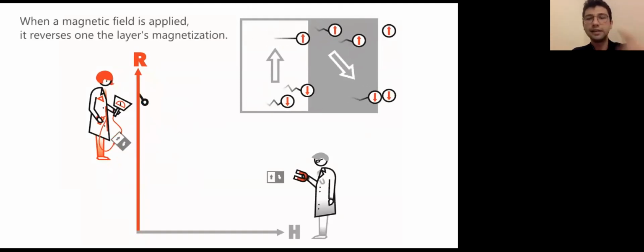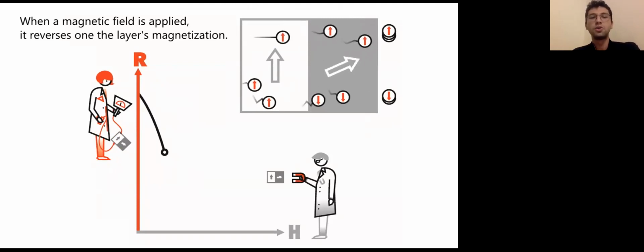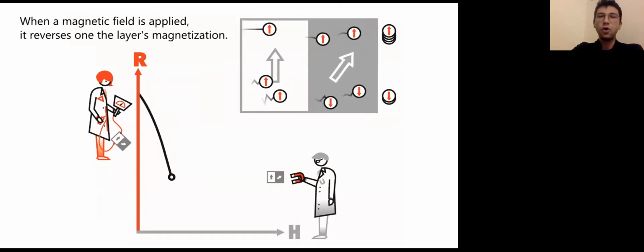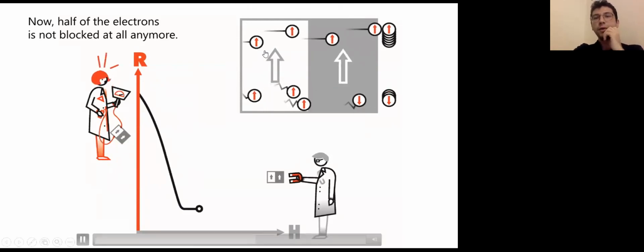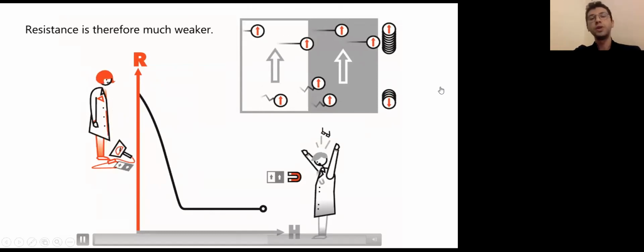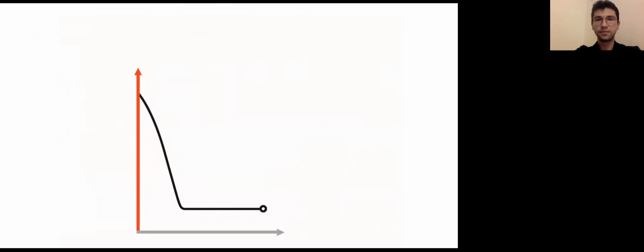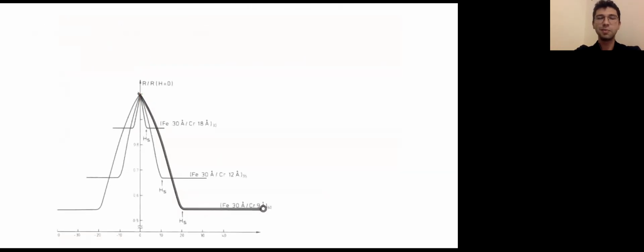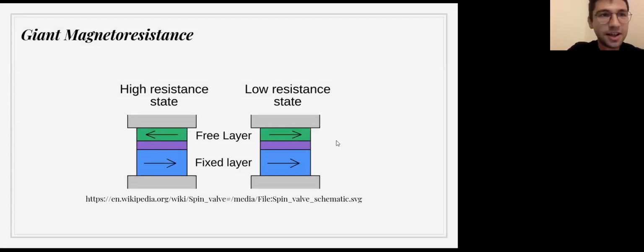So we slightly change the magnetic direction of one layer in time. Here we see that nearly all electrons are in the same direction and can pass easily, which gives us a much weaker resistance. This is basically our graph. All right, so I can keep going on.